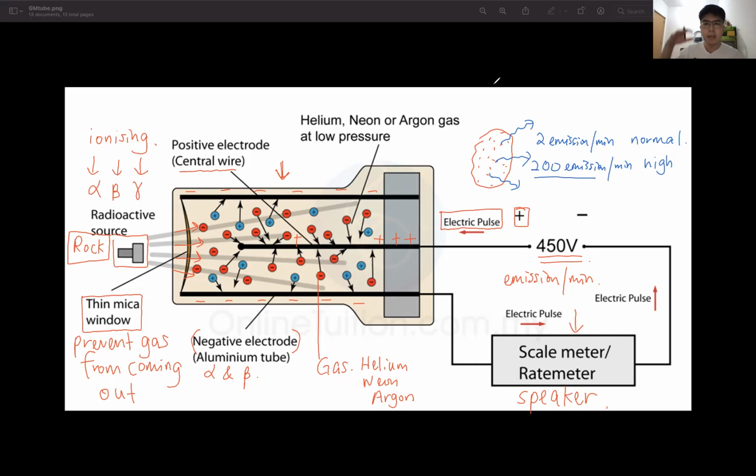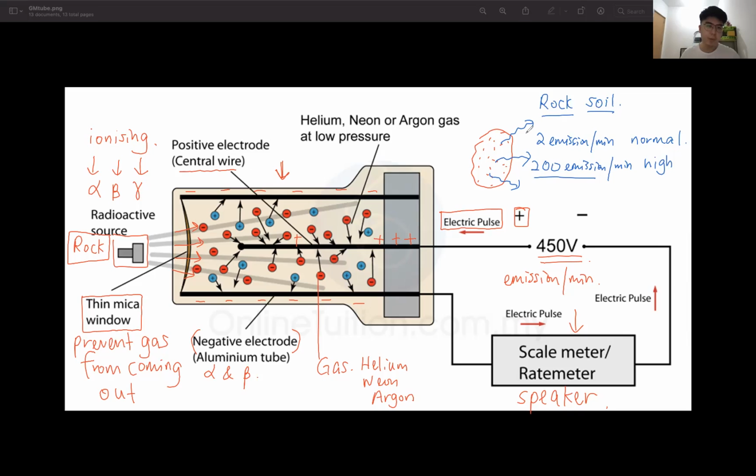So actually, there are all kinds of radiations in our surrounding. You got all kinds of radiation, but we don't see it, right? We don't know. Even the soil, not only rock, soil also contains radiations. They give out radiation, but very low dosage.